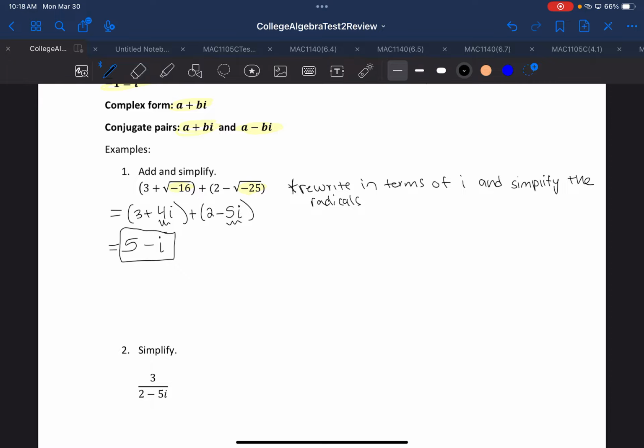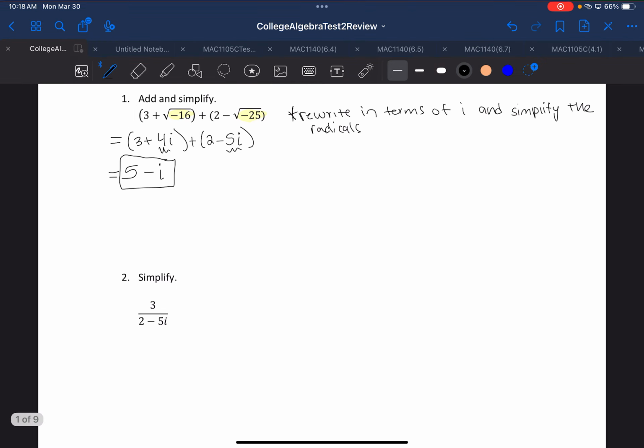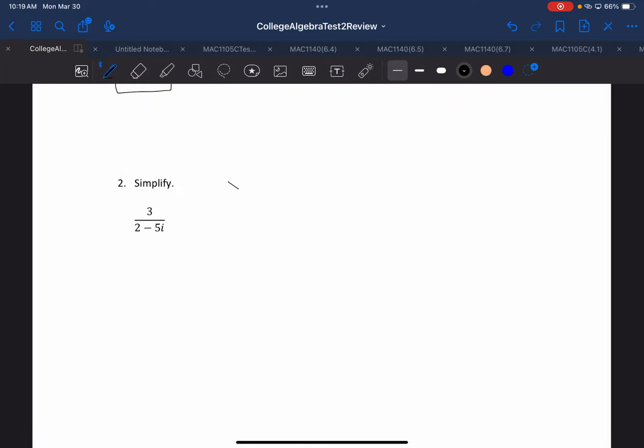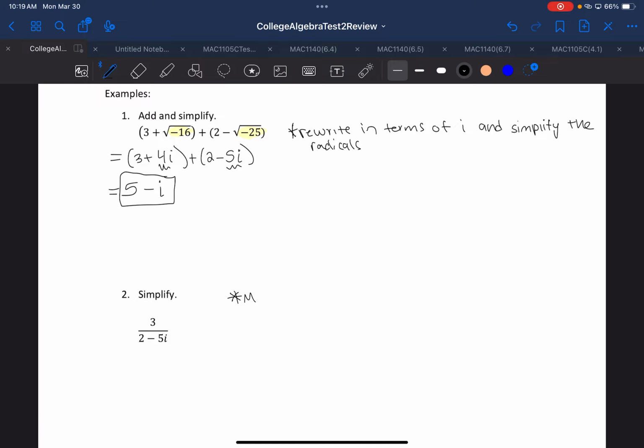All right, number 2 is 3 divided by 2 minus 5i. So when we divide complex numbers, I need to multiply the top and the bottom by its complex conjugate so that I can get rid of the imaginary number in the denominator. So we will multiply the numerator and the denominator by the complex conjugate of the denominator.